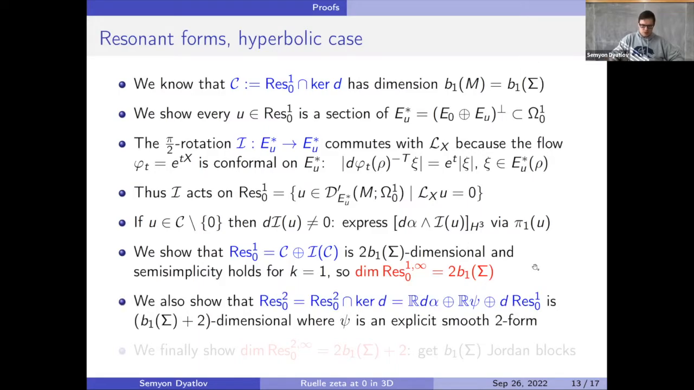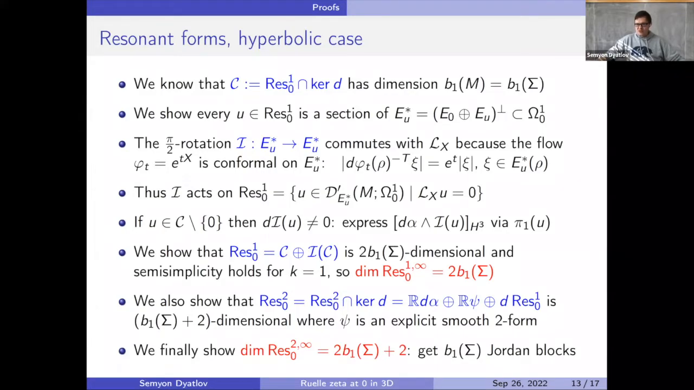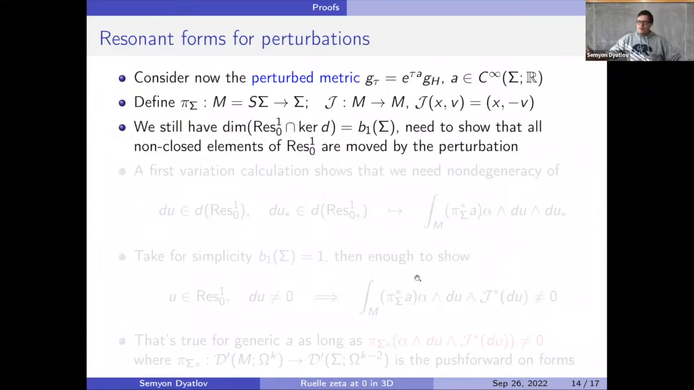All right, well, we also study what happens for two forms, and it's complicated to describe maybe, but in particular, you actually get Jordan blocks for the hyperbolic case in two forms, which again justifies why we should really think about generalized resonant states rather than just resonant states, because Jordan blocks do appear in the hyperbolic case. All right, so what happens for perturbation?